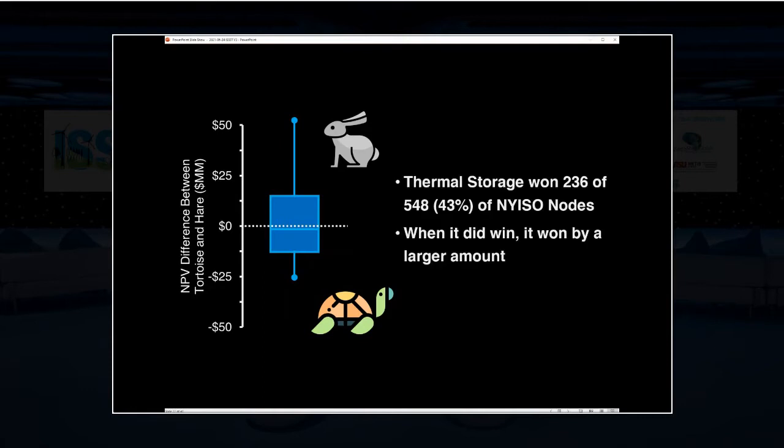If we look at the actual values, 43% of the New York ISO nodes could benefit from using thermal storage in addition to carbon capture on natural gas power plants, which was extremely good to see because it shows that this technology could be deployed today and it can improve in certain locations over what the existing technologies could do. In addition to that, when the thermal storage did perform better, it seemed to perform quite a bit better than did the cases without thermal storage, which also provided some benefit in these higher variability cases.